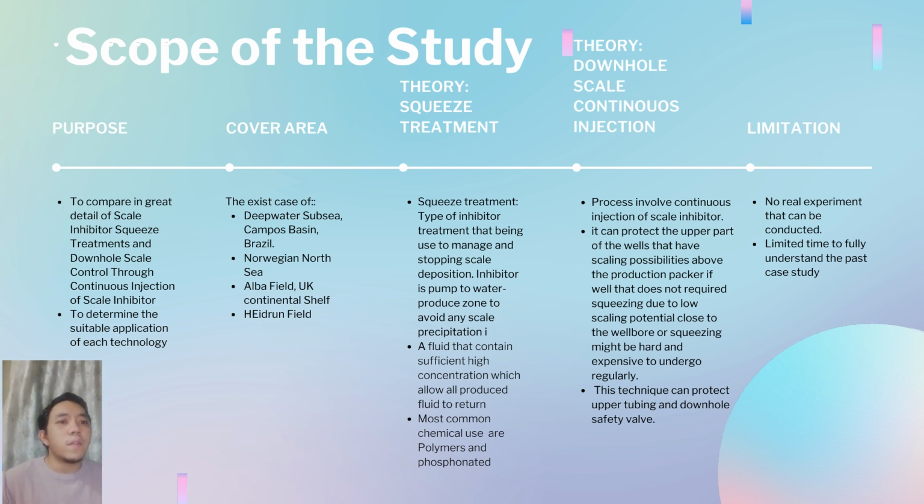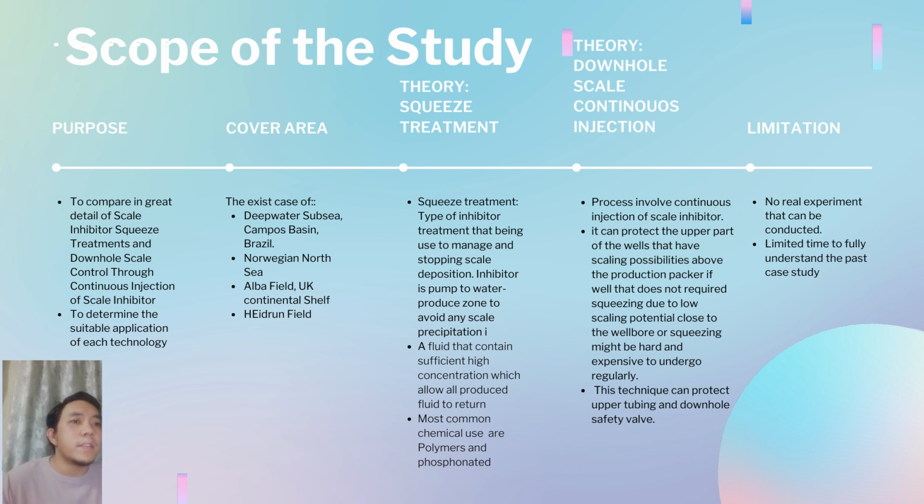The simple theory of the squeeze treatment is that the squeeze treatment type of inhibitor is used to manage and stop scale deposition. Inhibitor is pumped to the water producing zone to avoid any scale precipitation. The fluid contains a sufficiently high concentration, which allows all the produced liquid fluid to return. The most commonly used chemicals are polymer and phosphonate.